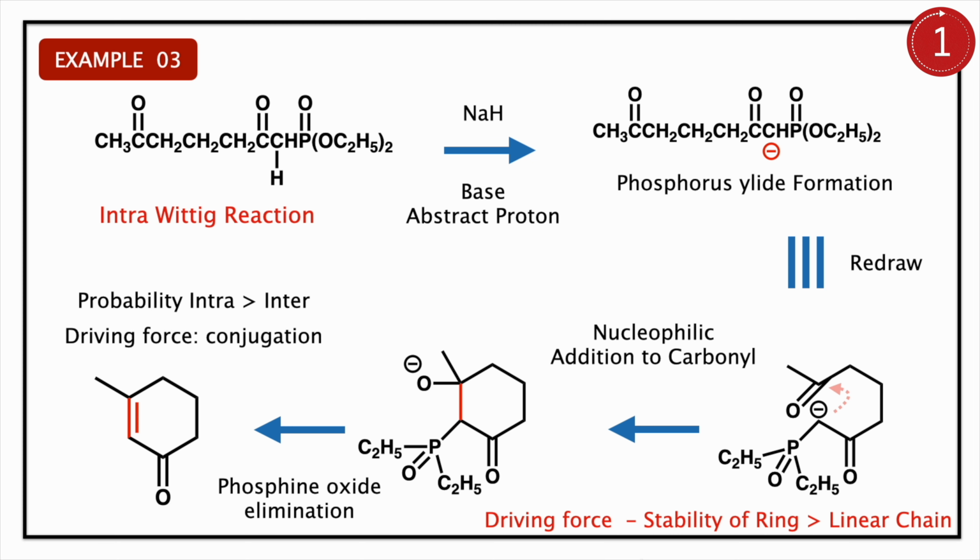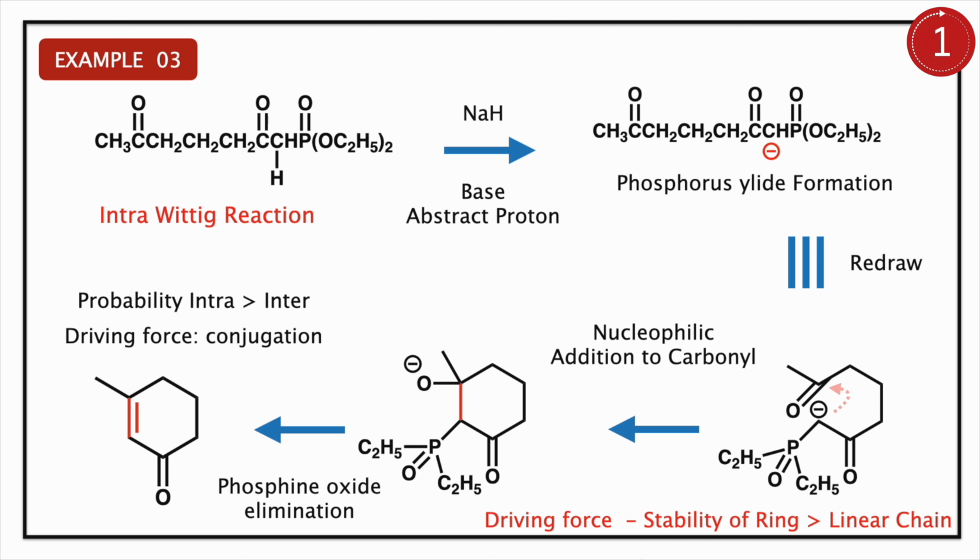The starting material has both the ketone and the phosphine in the same compound. That's why it is called intra-Wittig. The reaction is more efficient because no collision is required. So intra is more probable than inter. But let us go by the basics.